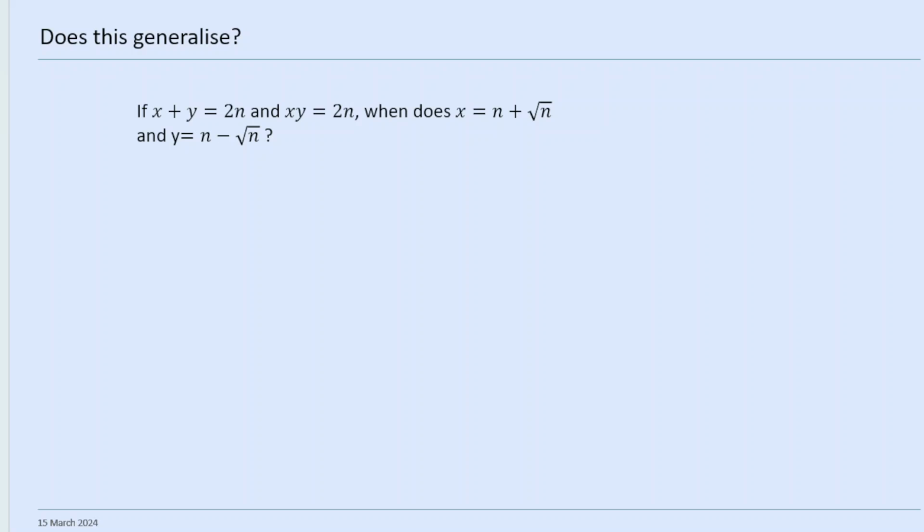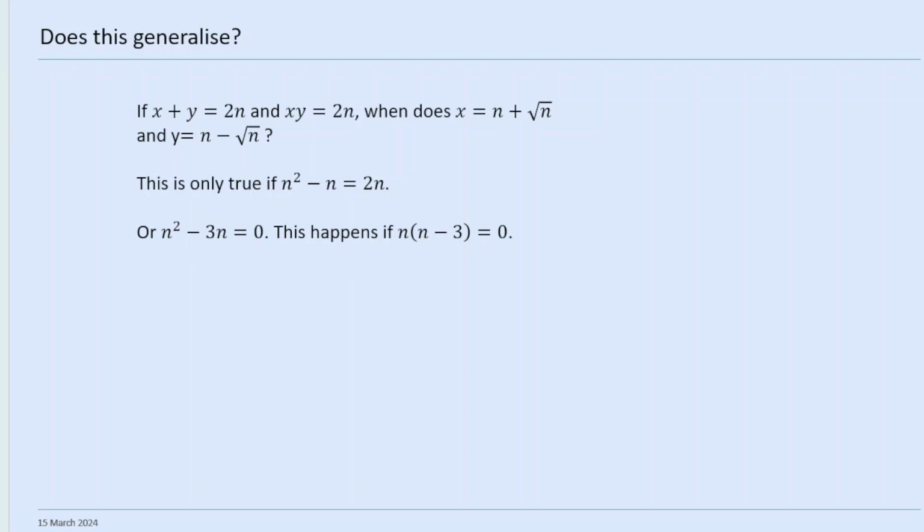So I think this was the notation Jeremy was using to look at this. Let's say x plus y is 2n and xy equals 2n. So in the case of previously when we said x plus y is 6 and xy equals 6, that would mean n is 3. So the question is, when does x equal n plus root n and y equal n minus root n? Well, for that to happen, xy has to be 2n. So n plus root n times n minus root n is n squared minus n. That's going to equal 2n.